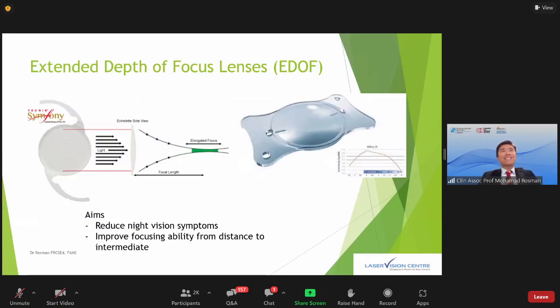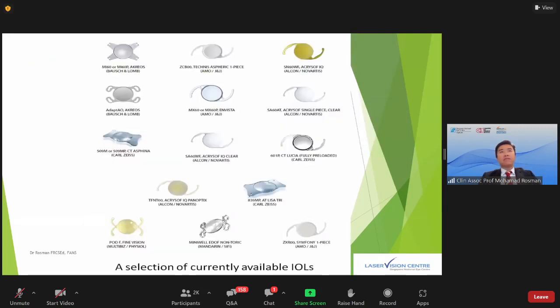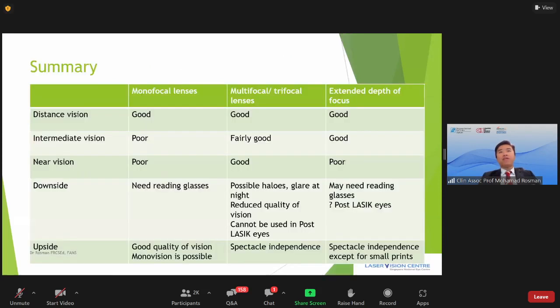We also have extended depth of focus lenses where there's less of these rings, allows you to see far and intermediate with less night vision symptoms, but you may still need glasses for reading. So there's a wide range of lenses, and usually the doctor will have to discuss with you on your preference and what you want after cataract surgery.